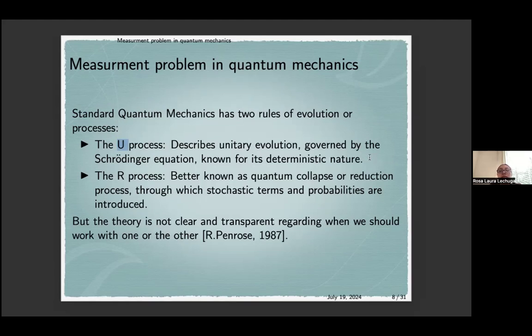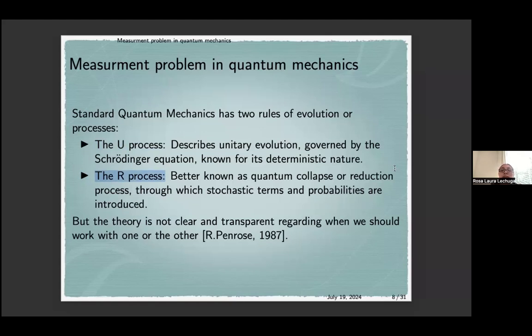And we have a different law for the evolution, and it's the R process, or the reduction process. And this process is the collapse process. When you perform a measurement on the system, or when you measure that quantity, you get a particular value, a concrete value of that quantity. But you have two kinds of evolution. One is unitary, and the second is a statistical or stochastic process, and it's related with the collapse.